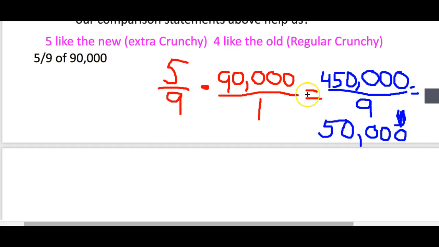Well, you should have come up with a number 450,000 over 9. And then if you reduce this, which really, remember that our fraction bar means divided by, we then say 450,000 divided by 9, it's actually 50,000. So 50,000 is the new, it's 5/9, that was the new one. So there was a suggestion that we make 50,000 of the new crunchy. We're making 90,000. What would be the old crunchy?